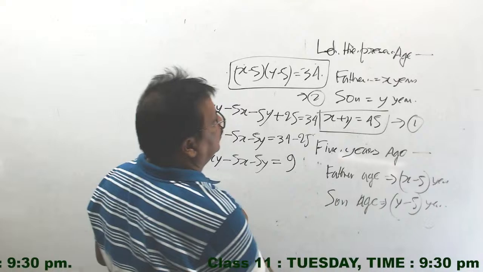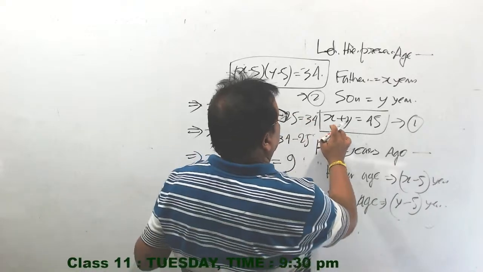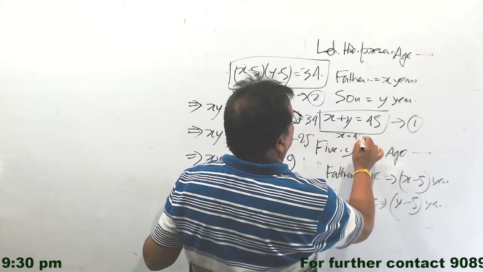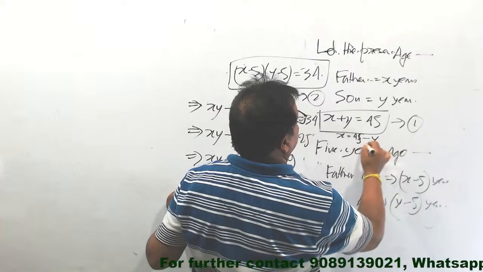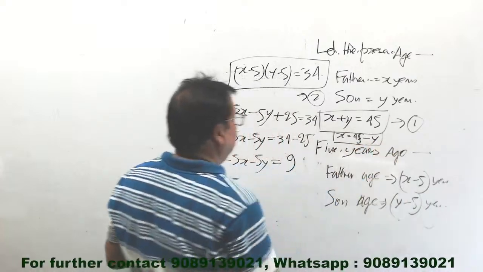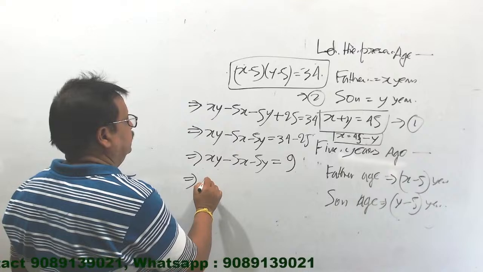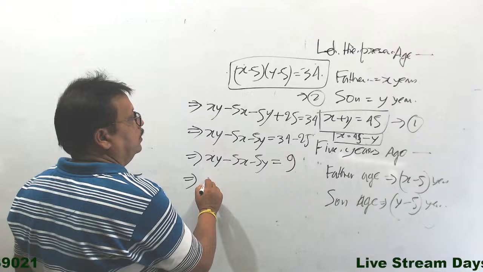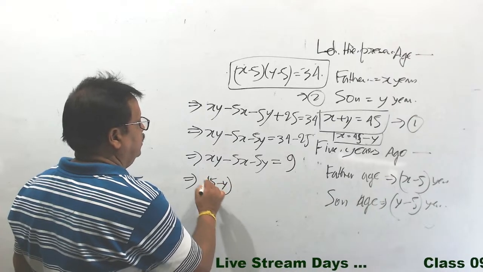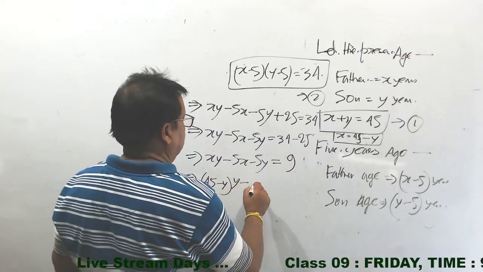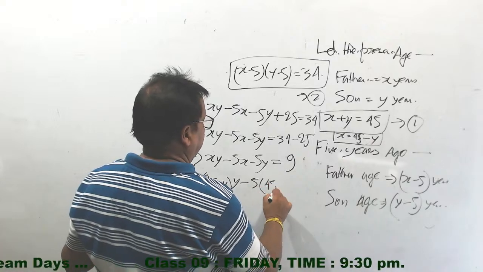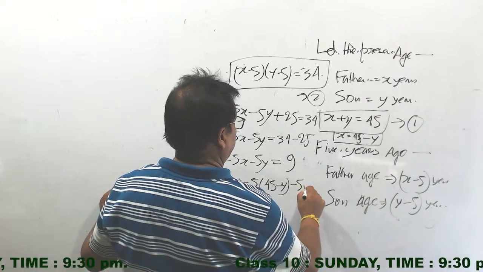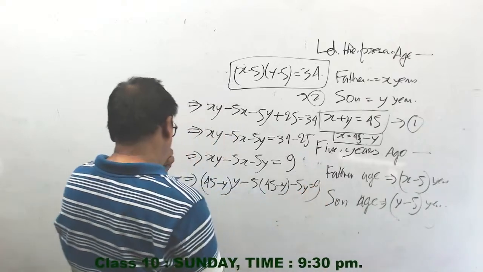Now see one thing. From here, x equal to 45 minus y. Is it? Put the value of x here: 45 minus y into y, minus 5 into 45 minus y, minus 5y equal to 9, correct. Now you solve.